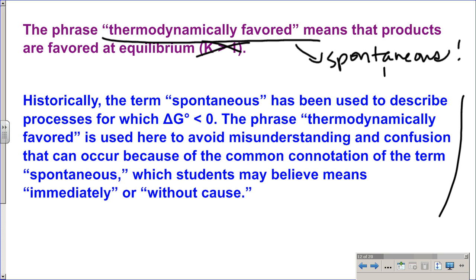So spontaneous means a negative delta G. And this stuff is online too. I don't know if you guys have seen the notes online.